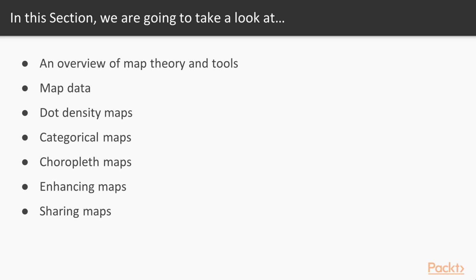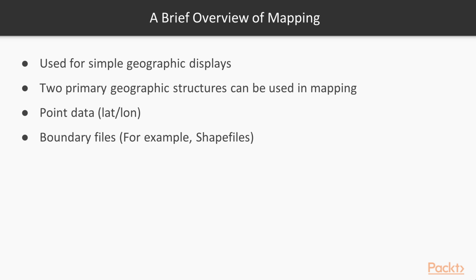And then in the final two videos, we're going to talk about enhancing maps. So if we want to tell a story, the map's a great start, but we can tell a much better story if we add different features to the maps, such as titles and tooltips and annotations. And then finally, we'll look at sharing maps with the wider user community or the general public. So a very brief overview of mapping and what we can begin to do with it.